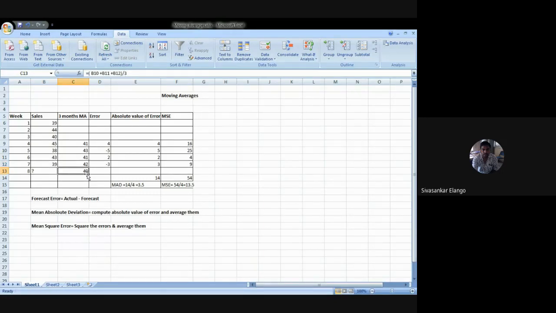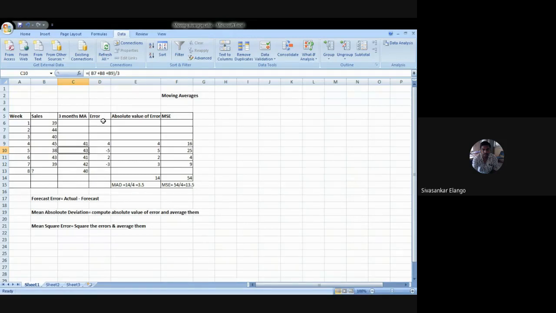Similarly for the 8th month, we compute the average of 38 plus 43 plus 39 divided by 3. This is how we predict the 3 months moving average for a particular product's sales, right? We have different moving averages. You can go for 3 days, 5 days or 7 days moving averages to predict the sales of your product.